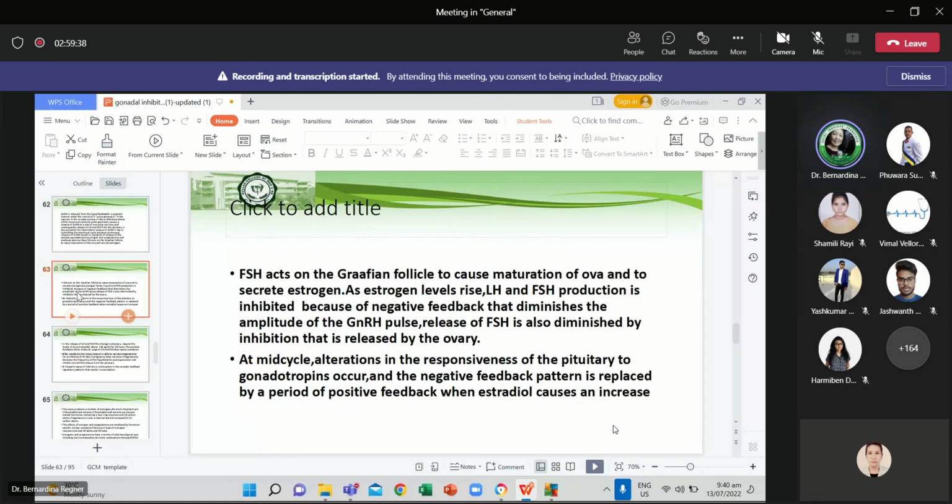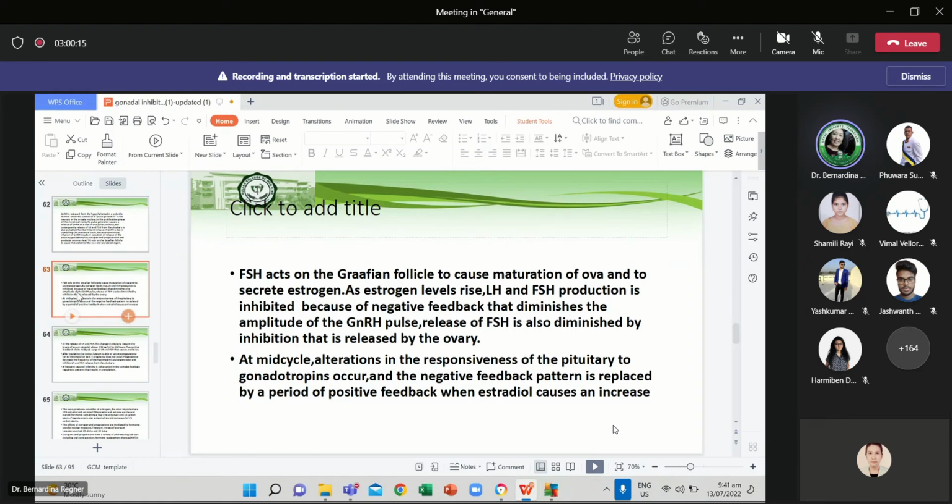Okay, so FSH will act on the Graafian follicle to cause maturation of the ova and secrete estrogen. As estrogen levels rise, LH and FSH production is inhibited because of your negative feedback that will diminish the amplitude of your gonadotropin releasing hormone pulse. Release of FSH is also diminished by inhibin that is released by the ovary. So that is the rationale of release of your gonadotropin releasing hormone in a pulsatile manner.